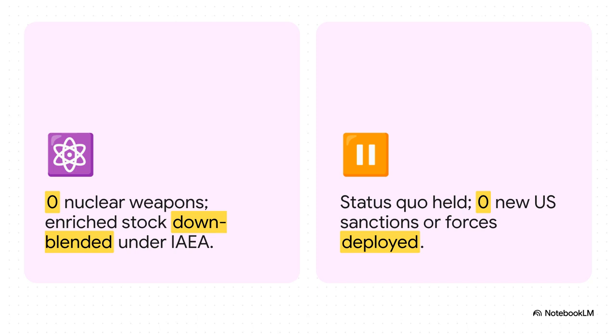For the immediate term, the status quo is held. So in exchange for freezing nuclear advancement right now, the U.S. agrees to 0 new sanctions and 0 new forces deployed. It's essentially a temporary holding pattern to allow that long-term downblending to safely get underway.